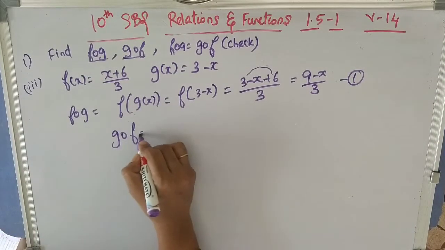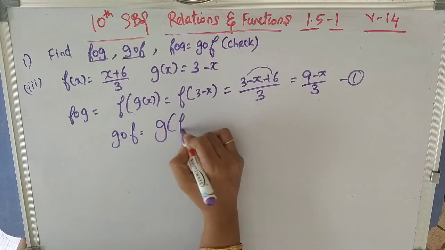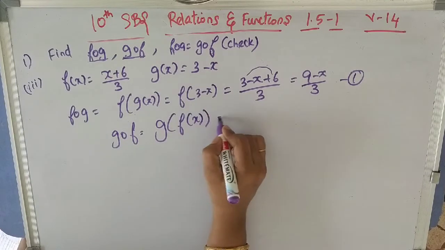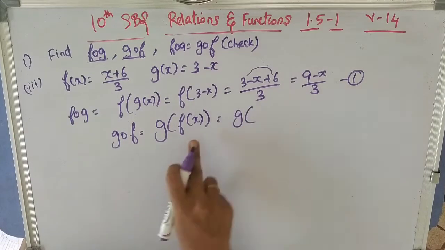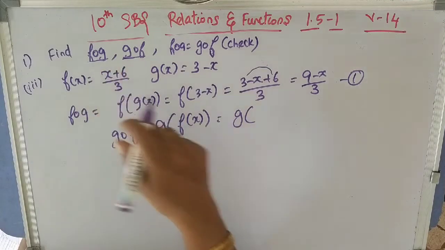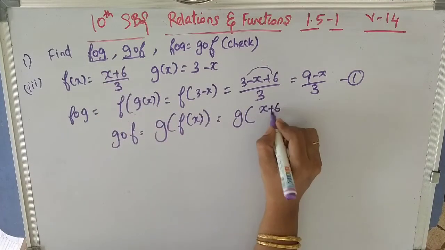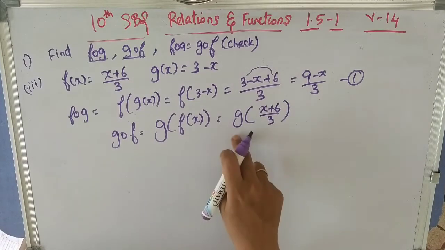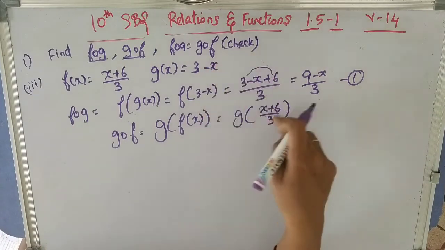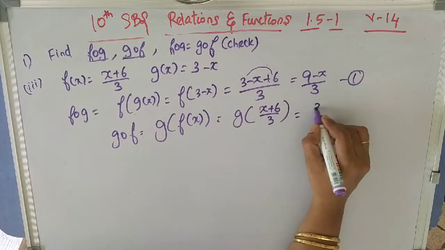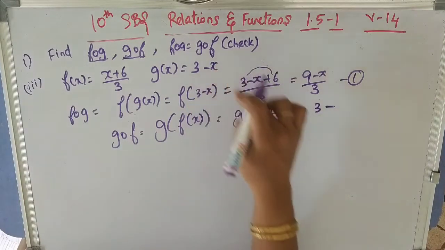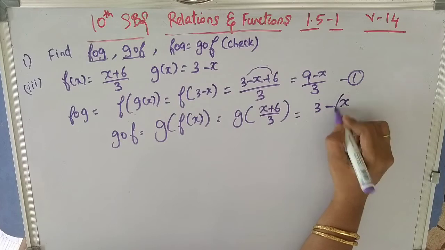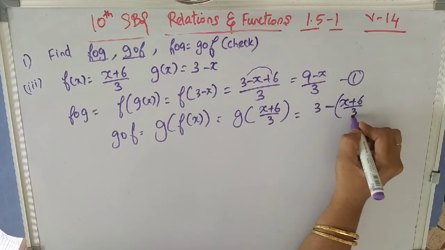Now we have to find g dot f, that is g of f of x, which is equal to g of, what is f of x? x plus 6 by 3. Isn't it? So g of x plus 6 by 3. What is g of x plus 6 by 3? We have to take g of x as 3 minus x. We have to replace x by this x plus 6 by 3. So 3 minus x plus 6 by 3.